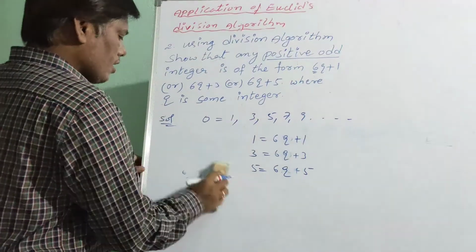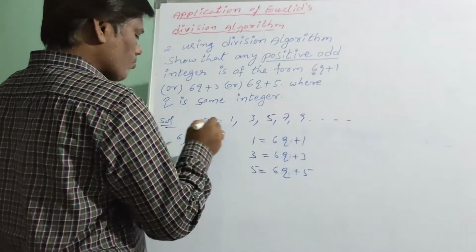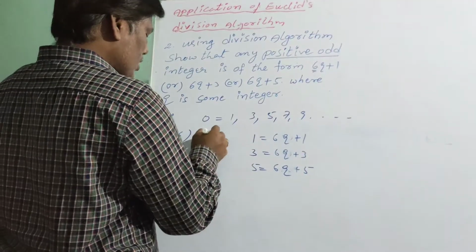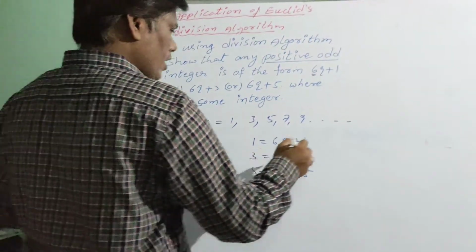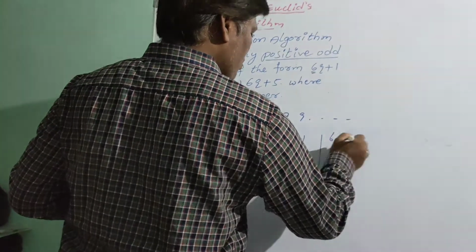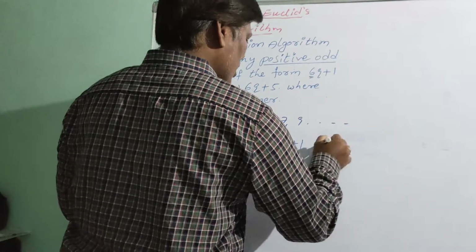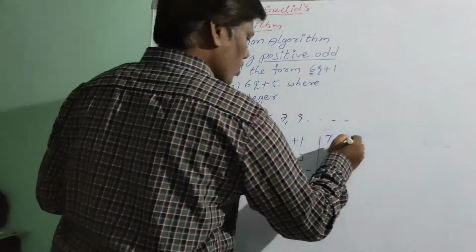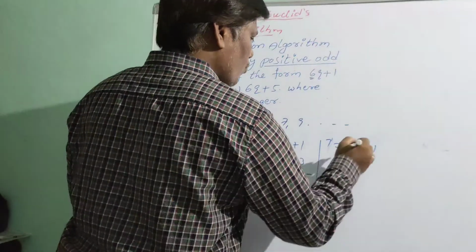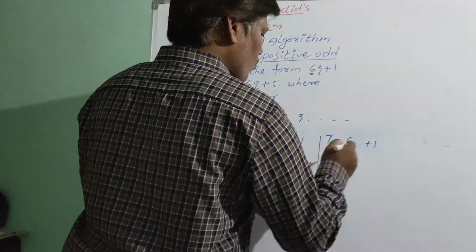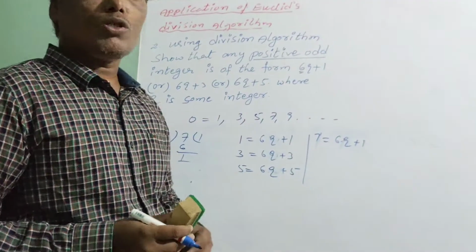The next odd positive integer is 7. Let us divide by 6. 6 ones are 6, and the remainder is 1. So 7 can be expressed as 6 into 1 plus 1. In this the quotient is 1, so instead of 1 we can write q. So 7 is in the form of 6q plus 1.